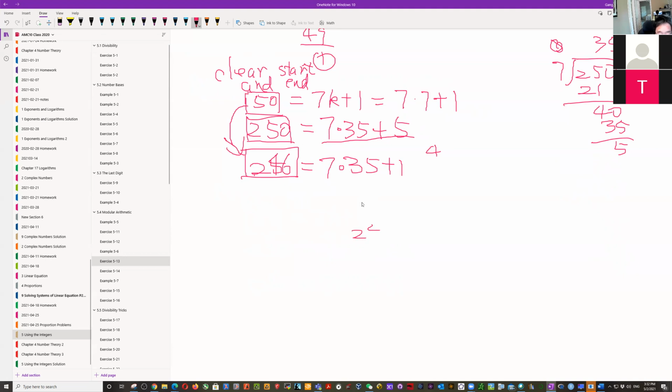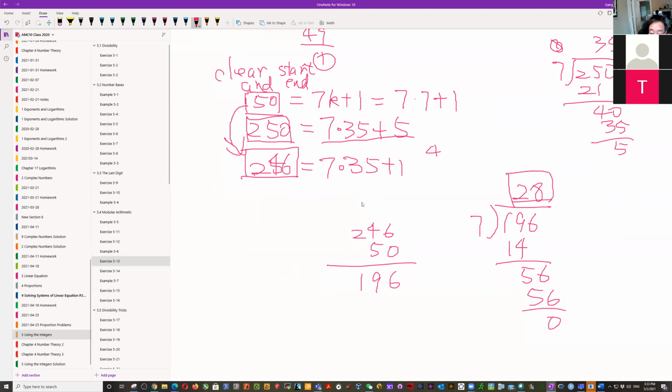So 246 minus 50, that's going to be 196. So 196 divided by 7 is equal to 28. So there are 28 gaps. And because we are counting the numbers including the first and last, it's going to be 28 plus 1 equal to 29. So 29 is the correct answer.